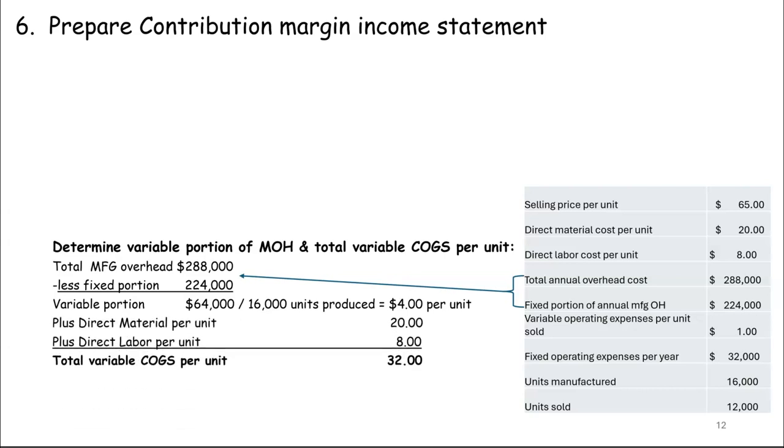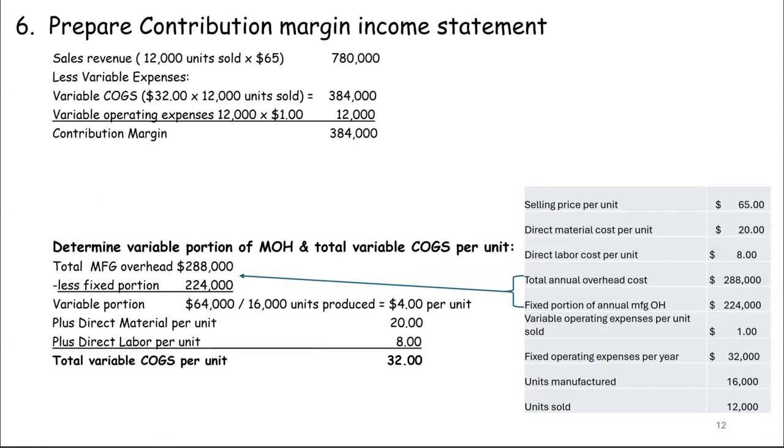Now, we're going to add to that our direct materials per unit and our direct labor per unit, and that tells us our variable cost of goods sold per unit is $32. Now we can do our contribution margin income statement. We start with sales, that didn't change, less our variable costs, $32 times 12,000 units. And remember, we also have our variable operating expenses of $1. Make sure you pay attention to that. And that gives us 12,000. So our contribution margin is 384,000.